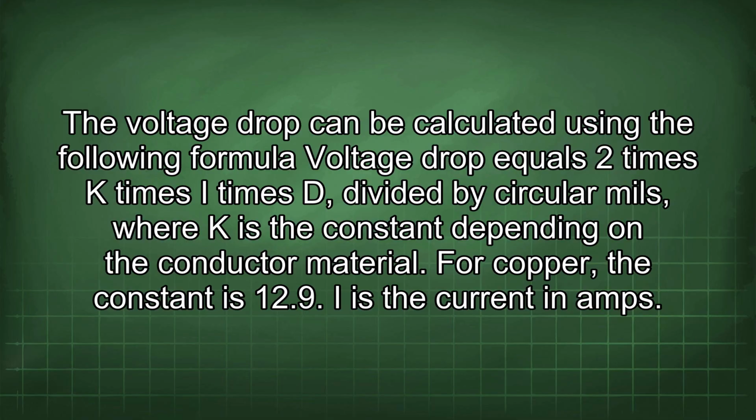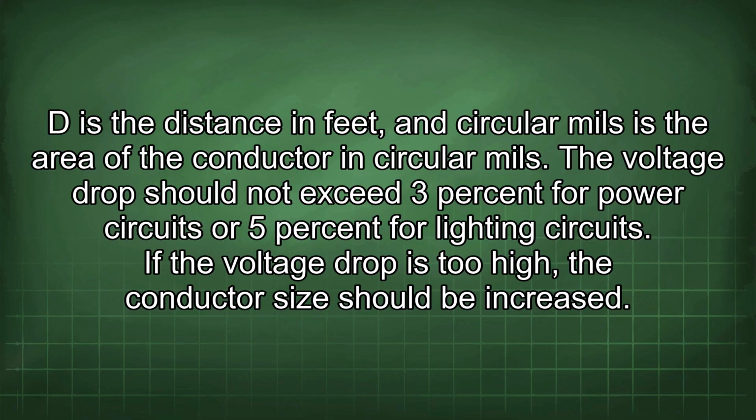For copper, the constant is 12.9. I is the current in amps. D is the distance in feet, and circular mils is the area of the conductor in circular mils. The voltage drop should not exceed 3% for power circuits or 5% for lighting circuits. If the voltage drop is too high, the conductor size should be increased.